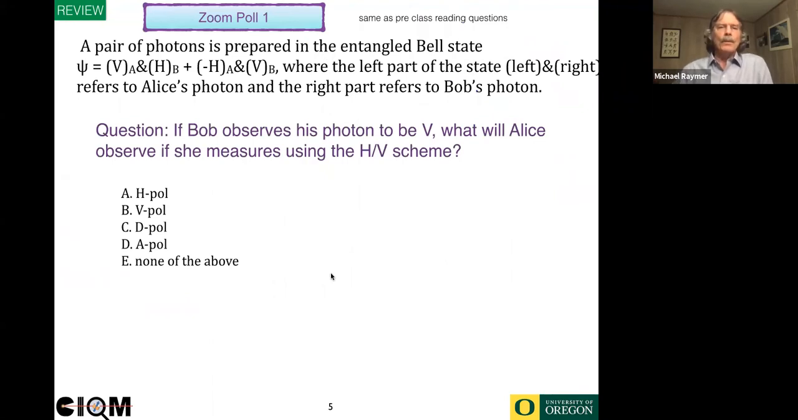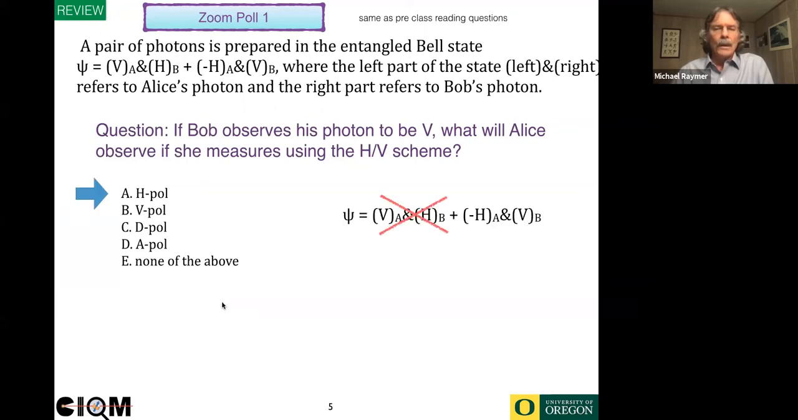So here's a Zoom poll, and I will go to the polling right now. This is actually a repeat. Everybody certainly got the answer to this one correct. So we can move on.